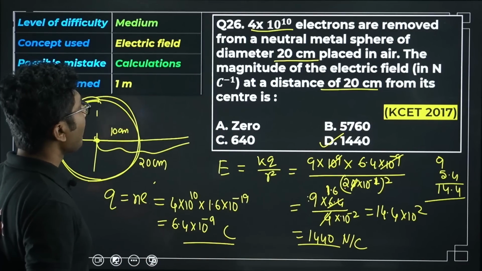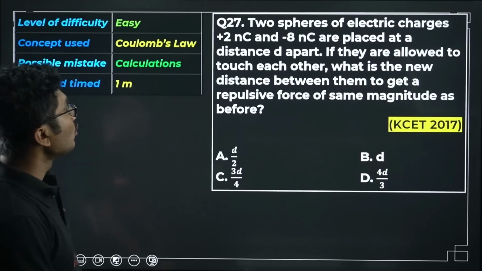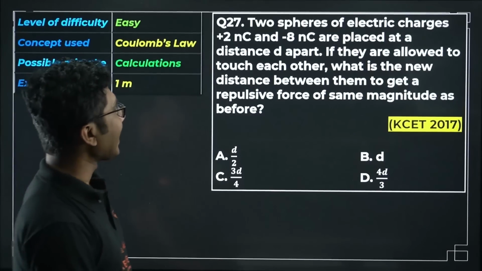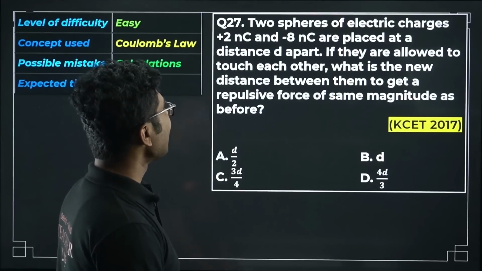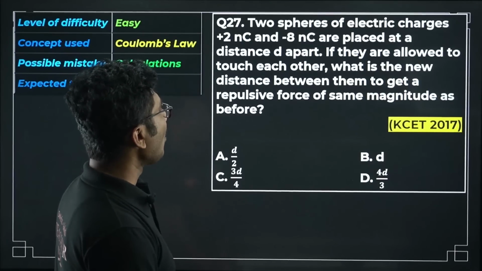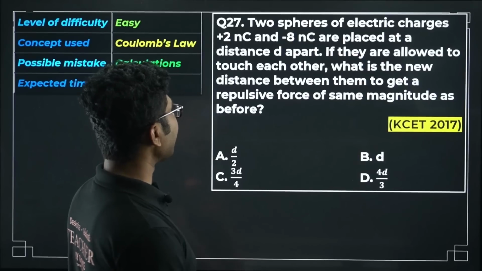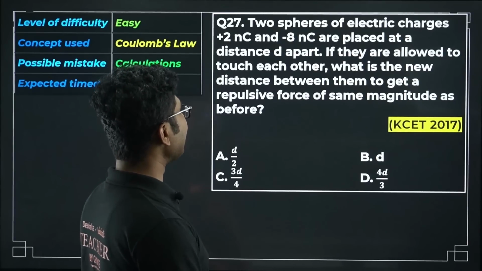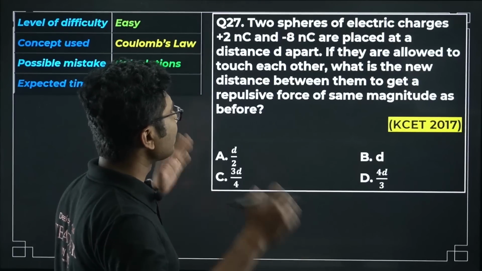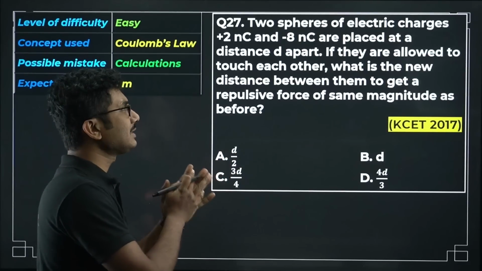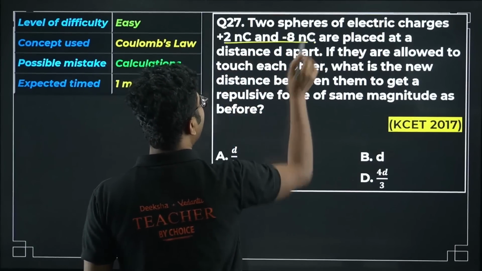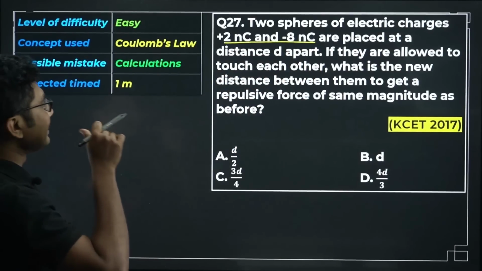Now next question. Two spheres of electric charges plus 2 nanocoulomb and minus 8 nanocoulomb are placed at a distance small d apart. If they are allowed to touch each other, what is the new distance between them to get a repulsive force of the same magnitude as before? Now first of all, they should be identical spheres so that the charge distribution is the same. So plus 2 nanocoulomb and minus 8 nanocoulomb placed at a distance d apart.